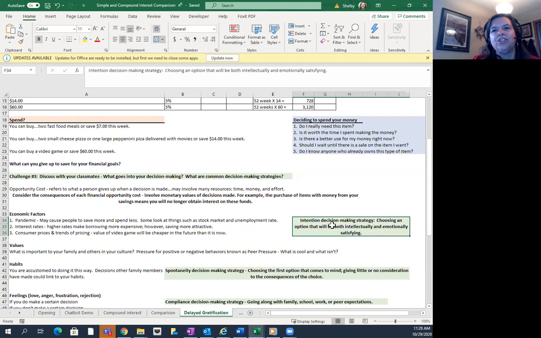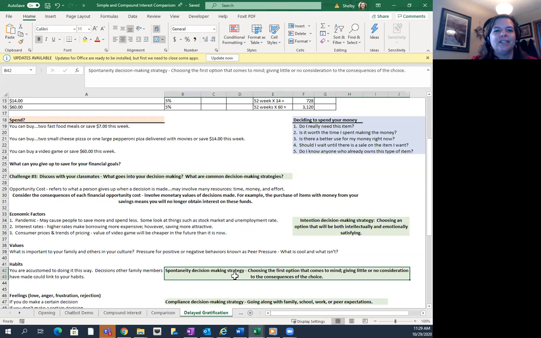And so intention, decision-making strategy: you choose an option that will be both intellectually and emotionally satisfying. So that one has some thought put into it. A lot of times kids are more on the spontaneous side and they choose the first option that comes to mind. So that's one thing we can teach our kids, is how to think things through.